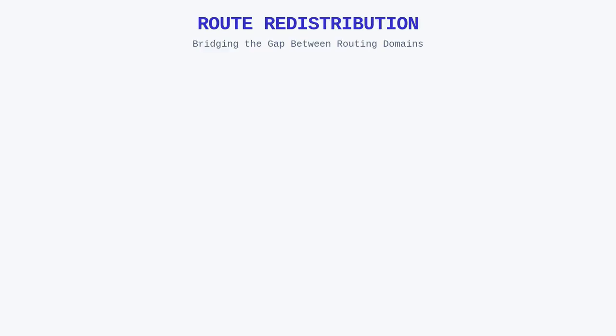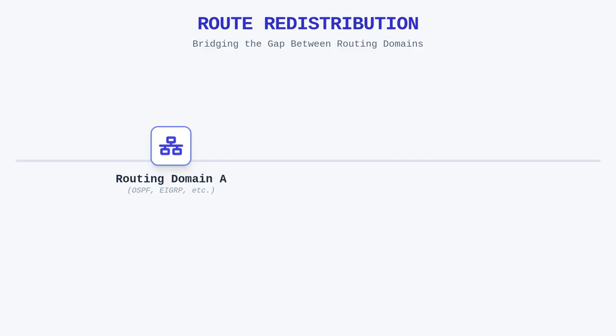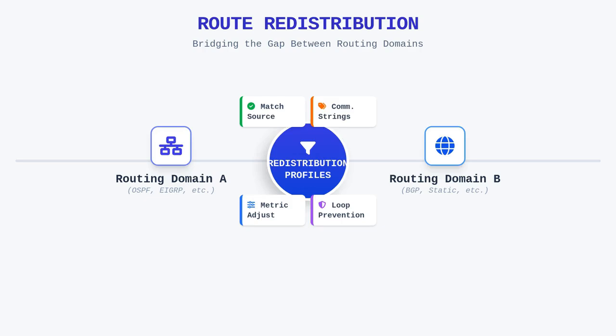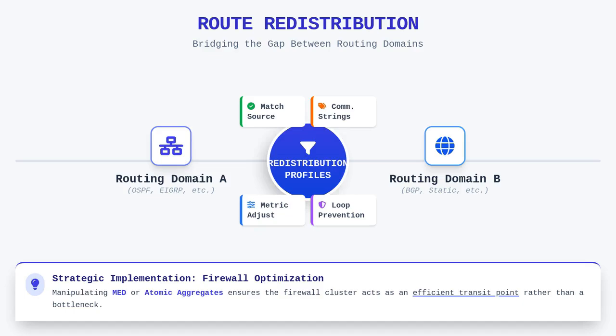Route redistribution is the mechanism by which we bridge the gap between different routing domains or protocols. Without careful filtering, redistribution can easily lead to routing loops or performance degradation, which is why we employ redistribution profiles as a security layer. Within these profiles, we can match specific routes based on source protocol or community strings and manipulate metrics before injecting them into a different process. For example, when redistributing OSPF routes into BGP, you might need to adjust the MED or set a specific atomic aggregate to ensure the rest of your AS prefers the optimal entry point into your firewall cluster. This granularity ensures that the firewall remains an efficient transit point rather than a bottleneck in the path.